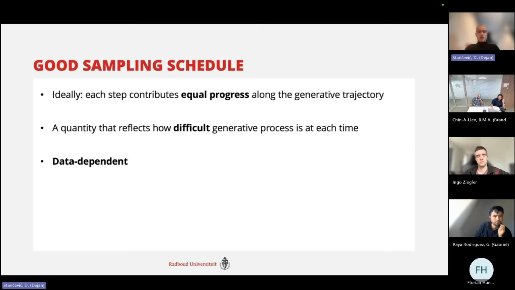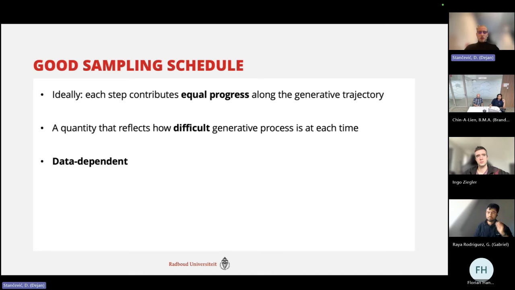So based on this, we can think of a good sampling schedule, and some ideal properties would be that it contributes equal progress along the generative trajectory. What that means is we would like to have some quantity that reflects how difficult the generative process is, and we would like each step to contribute an equal amount of difficulty. So in the end, every step that we took contributes the same amount. And also what we saw from the previous slide is that ideally our schedule should be data dependent.